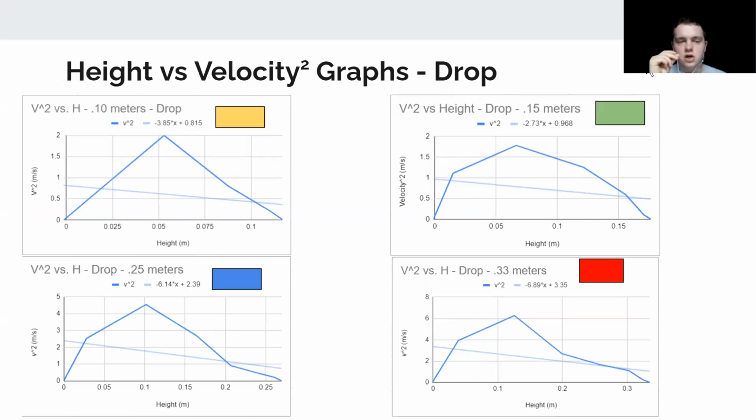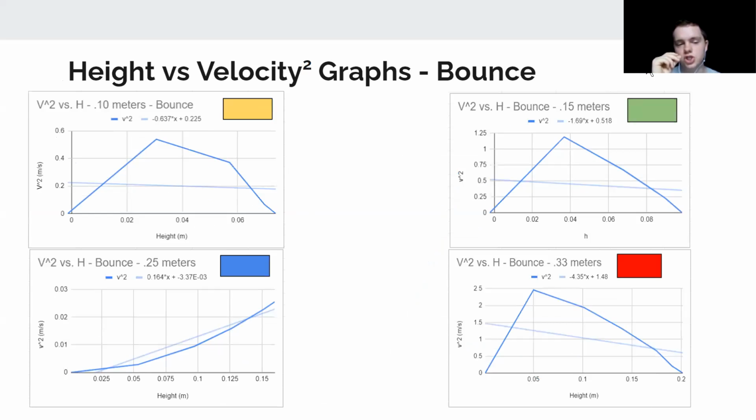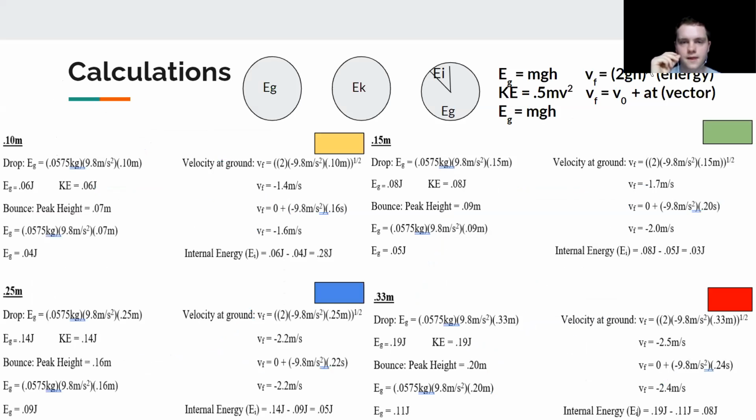These next 2 graphs are height versus velocity squared graphs for the drop and the bounce portions of the experiment, respectively. Velocity squared is used in calculating kinetic energy, which is why we chose to show it here. All right, now we're going to take a look at the calculations. In order to do calculations, we used 3 pie charts that were key, as well as some equations shown on the top of the slide.